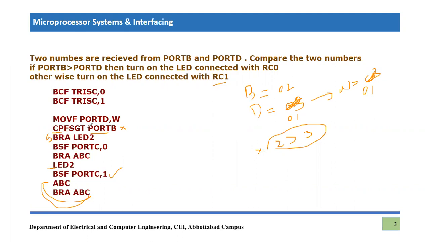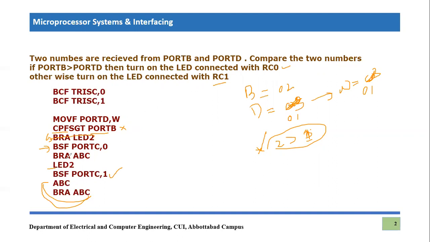Then we check the content of the file register, which is file register port B. So we are checking whether 2 is greater than the working register, which is 1 in this case. Now this condition becomes true: 2 is greater than 1. That means we are going to skip the next instruction. So this instruction will be skipped, and we will come to this instruction, which is BSF PORTC comma 0. That means we are turning on this LED, which is the actual case.